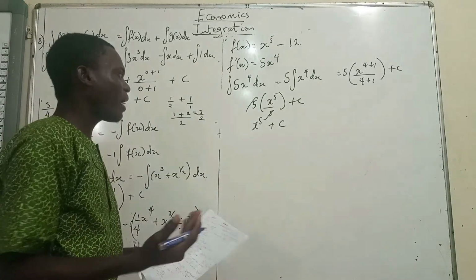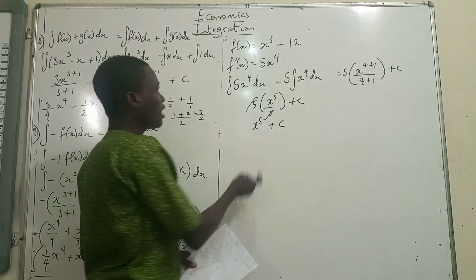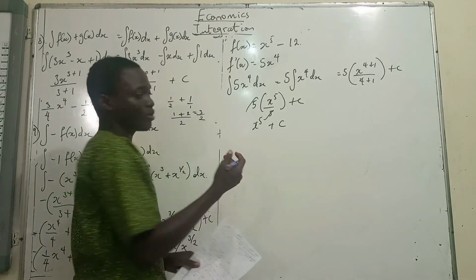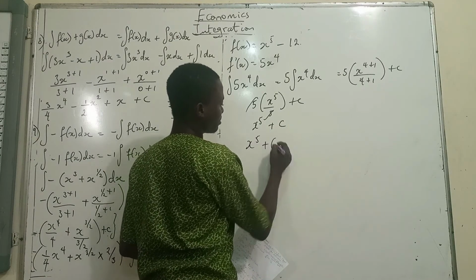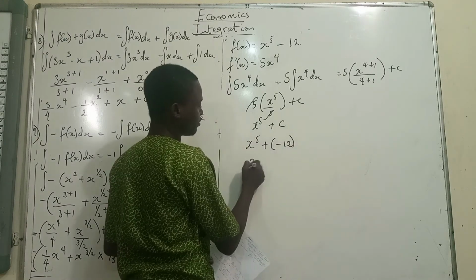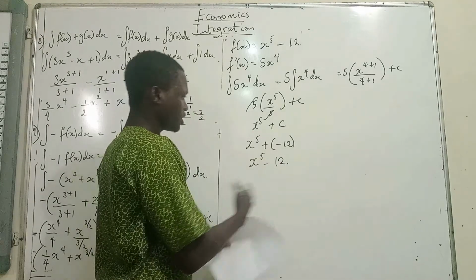Now, what is it supposed to be? Why do we put plus constant every now and then instead of minus the constant? Let's say we got to know that the constant was minus 12. So we have x raised to the power 5 plus minus 12, and this is going to give us x raised to the power 5 minus 12 back. Simple, right? So that's how it goes.